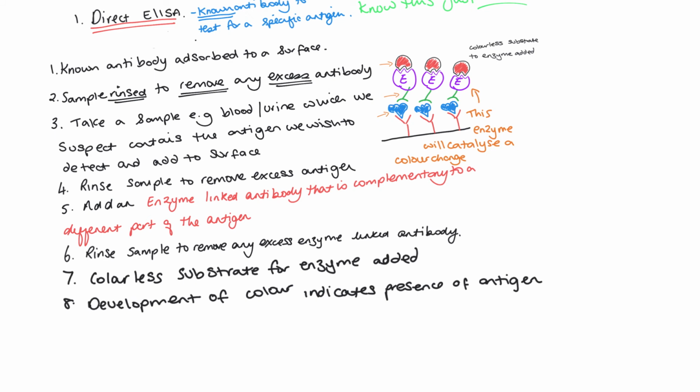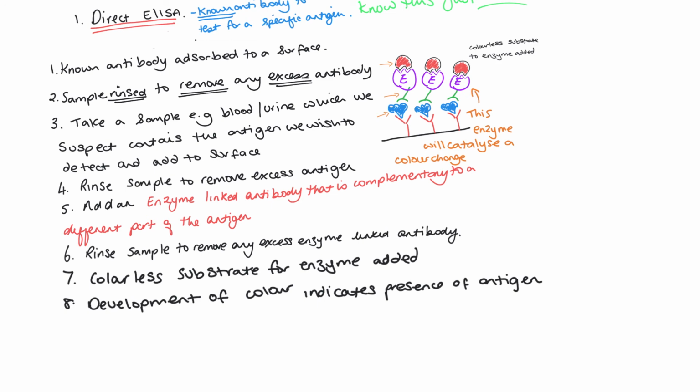So the second one is the Indirect ELISA. An Indirect ELISA is looking for an antibody, not an antigen. So for instance, say you wanted to know if you had coronavirus antibodies, so if you've previously been infected with coronavirus. You would basically do a very similar thing to the Direct ELISA, except instead of attaching an antibody to the surface, you would attach a particular antigen to the surface. So in this case, an antigen to the coronavirus antibody.